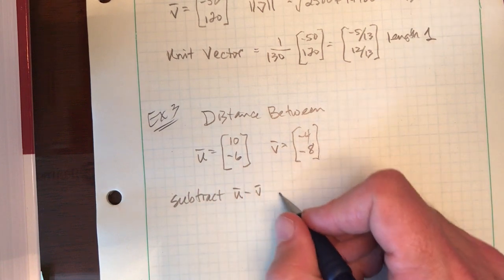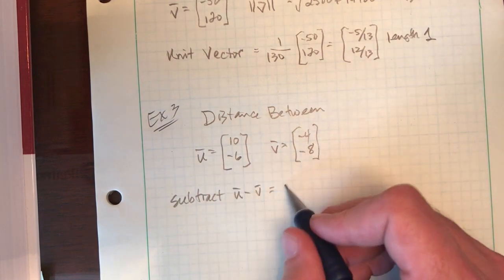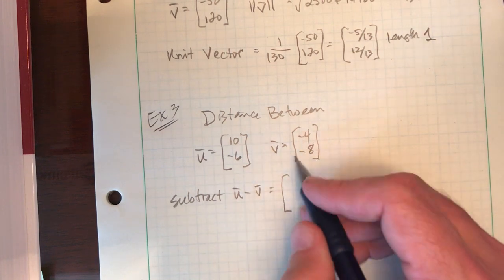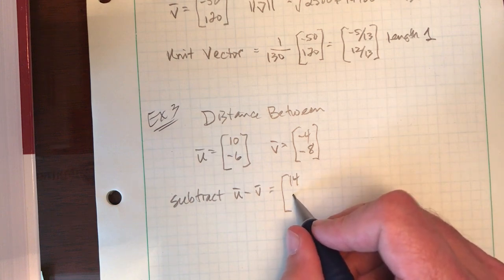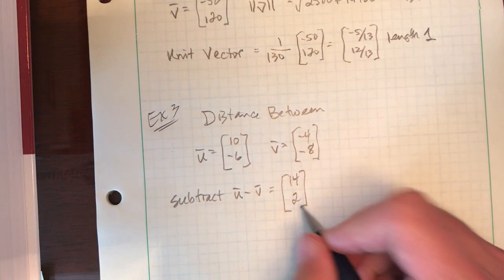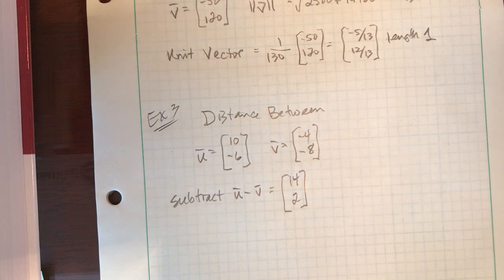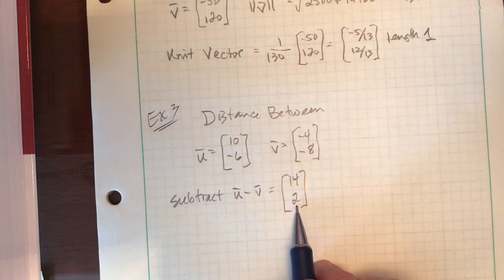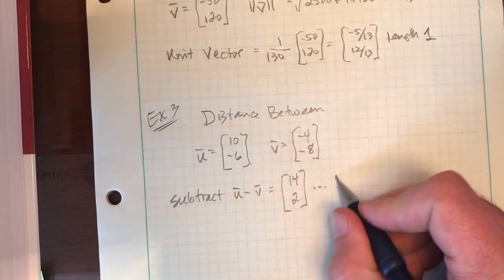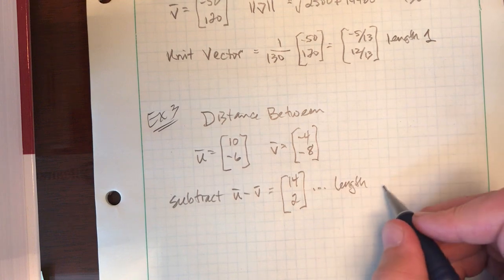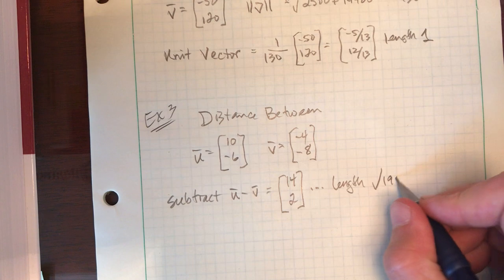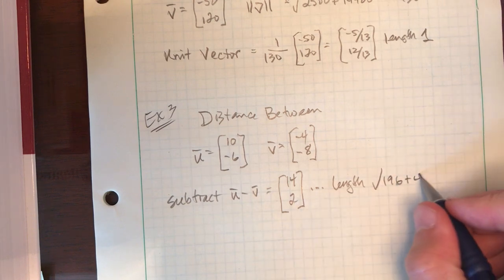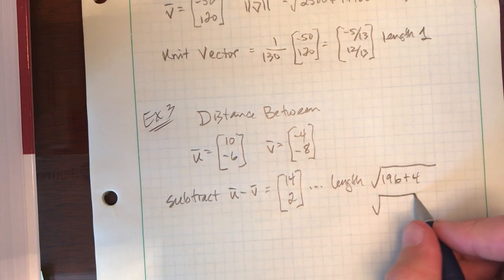Doesn't matter which order. So just say u minus v, and I get 10 minus -4, negative 6 minus negative 8. Okay? And then the distance between them is just the length of this vector. So we then ask for the length, which is the square root of 14 squared plus 2 squared equals square root of 200.